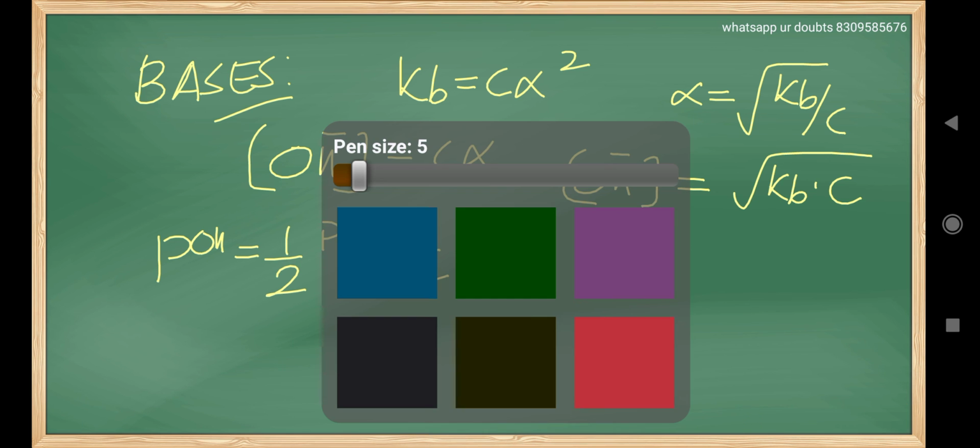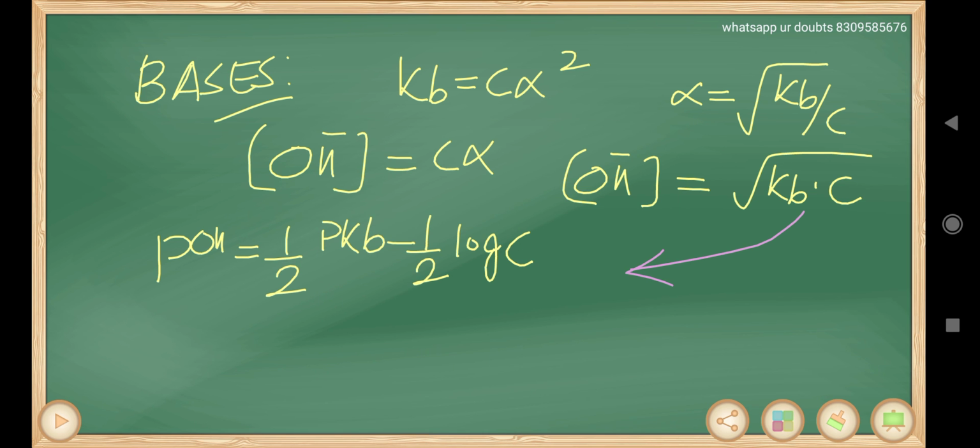This formula we are writing from this one. As the root is there, that is becoming half. pOH is equal to 1 by 2 pKb minus 1 by 2 log C. And as we know, pH plus pOH is equal to 14, so pH is equal to 14 minus pOH. If you remember all these formulae, that's going to be a very good job.